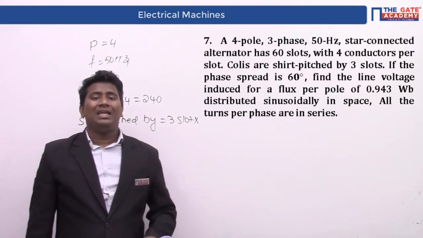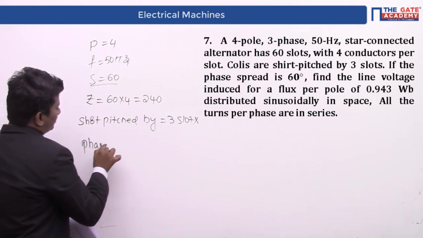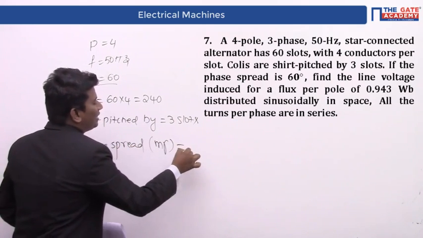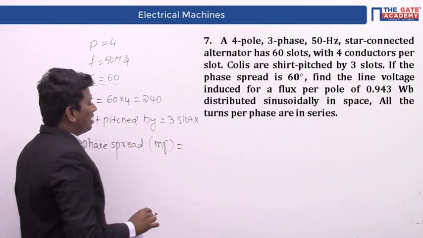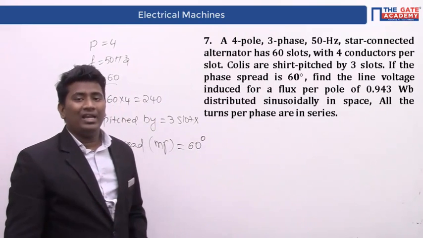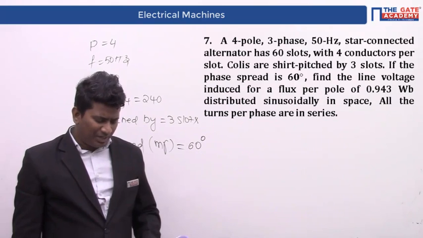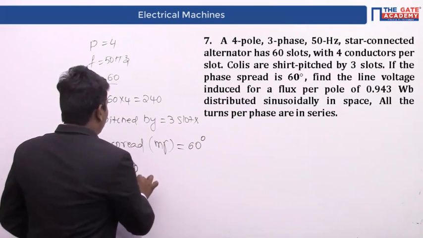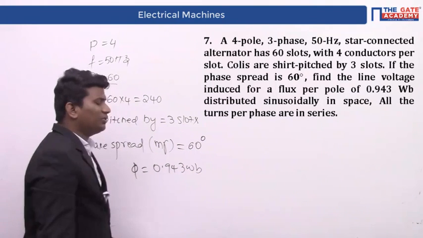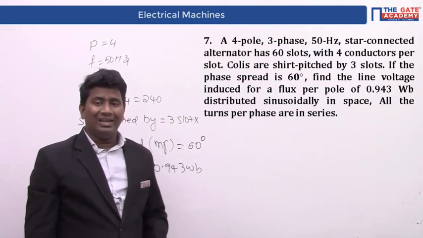If the phase spread, which we will denote with m gamma, is 60 degrees, find the line voltage for a flux per pole of 0.943 Webers distributed sinusoidally. All the turns per phase are in series.